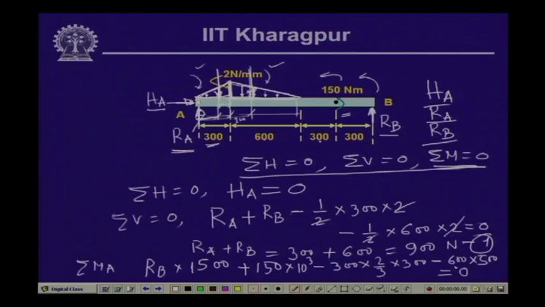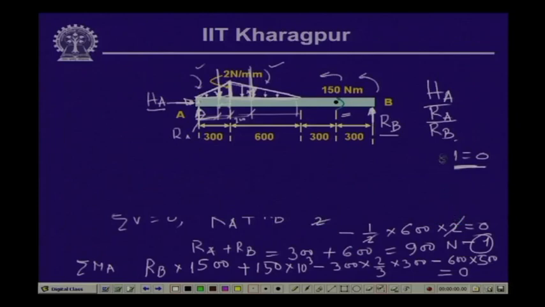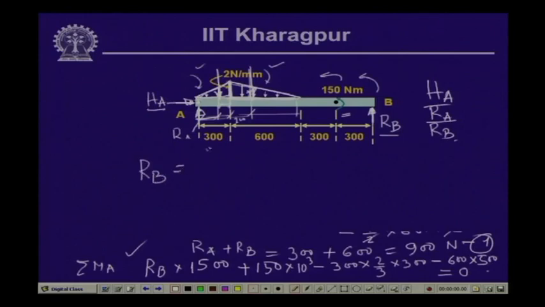So, from this particular expression, if we compute the value, we have one equation that R A plus R B equals 900 Newton, and the second equation, moment about A equals 0, gives us a value of R B as 140 Newton. If you compute this, you will get the value of R B from this expression as 140 Newton.